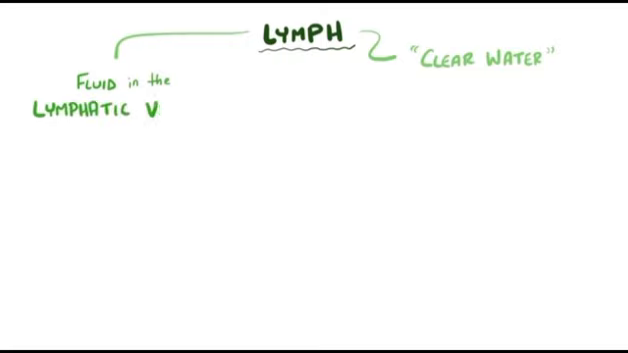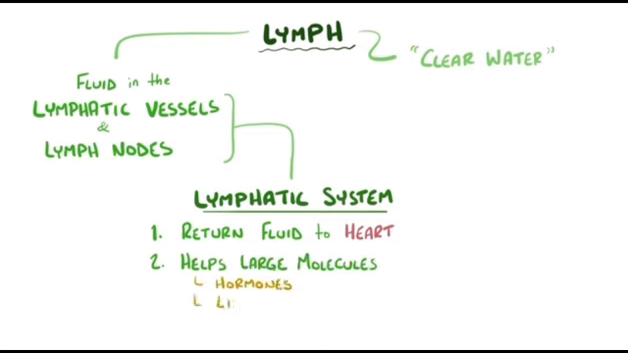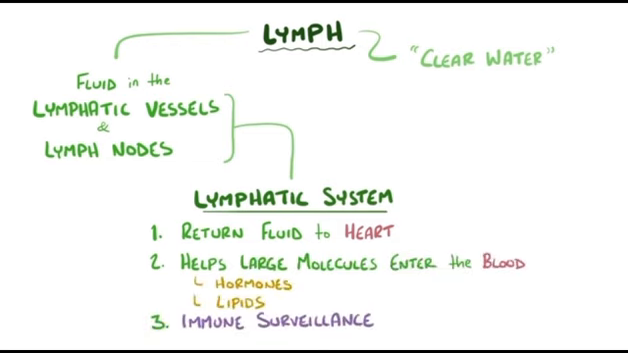Lymph means clear water in Latin, and it describes the fluid that flows through the lymphatic vessels and lymph nodes, which make up the lymphatic system. The three major roles of the lymphatic system, the reason we need it in the first place, are that it returns fluid from the tissues back to the heart, it helps large molecules like hormones and lipids enter the blood, and it helps with immune surveillance to keep infections from running amok.